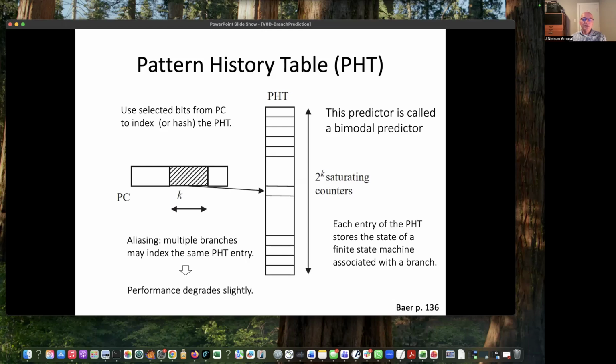So this predictor, which uses some bits of the PC to index a table of 2-bit saturating counters, is called a bimodal predictor. Try to remember this name. In discussing other branch predictors later, we are also going to refer to the bimodal predictor as our baseline predictor.